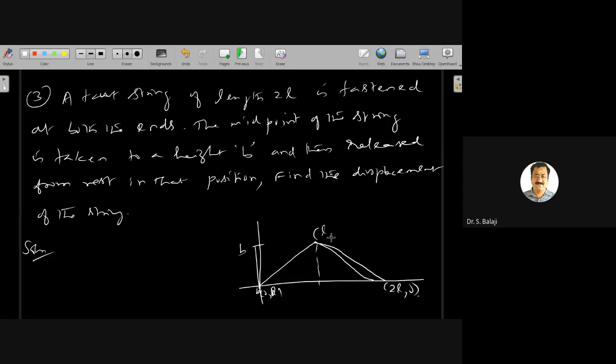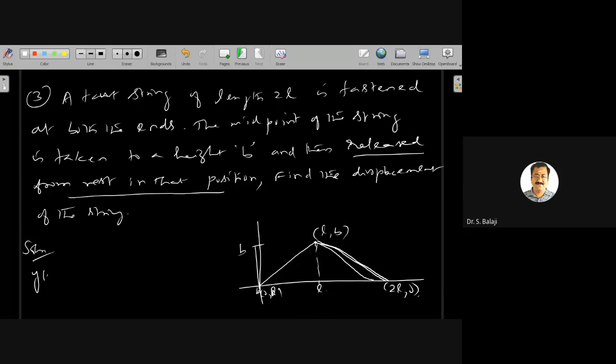Midpoint is here. It will be (L, B). This is L. Midpoint is L. It's taken to a height B. It is initially in this position, and then released from rest. From this position it is released. Then it vibrates vertically. Therefore, there is no external force given. Therefore, initial velocity is 0. This is the initial position.